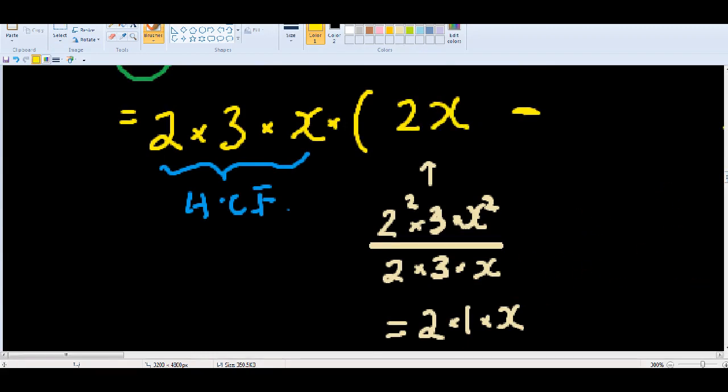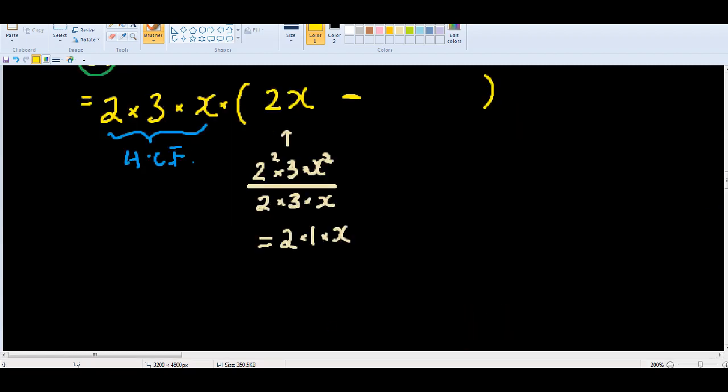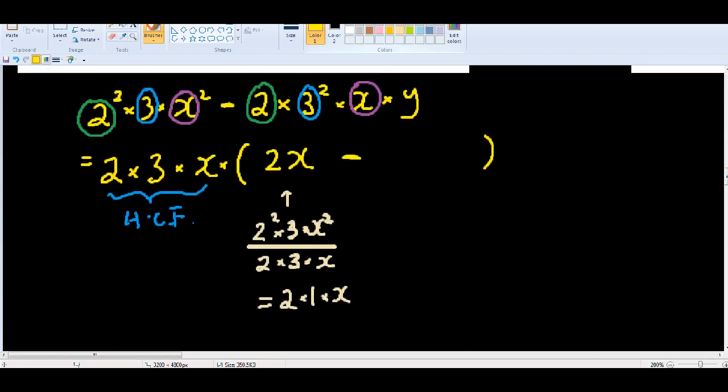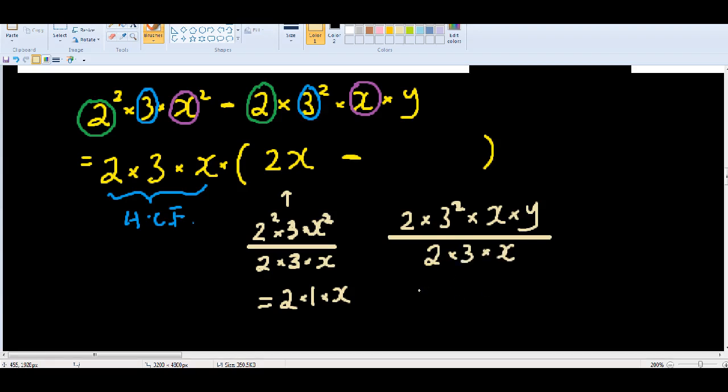And how about the second term? Okay, the second term, originally the second term is 2 times 3 squared times x times y divided by 2 times 3 times x. Okay, let's cancel out things. You see 2 and 2, they cancel out. 3 squared and 3, reduce the power by 1, so that's 3, right? x cancels out x, and y is still here, so 3y. So all you need to do is 3y.